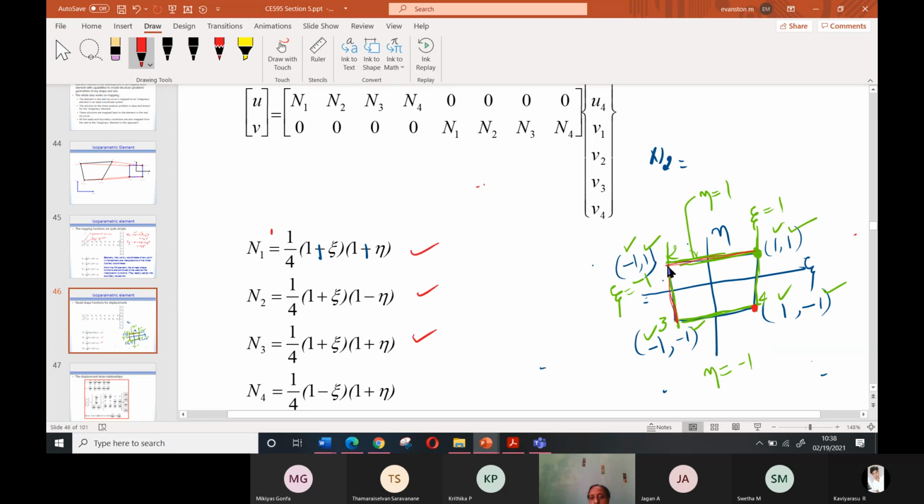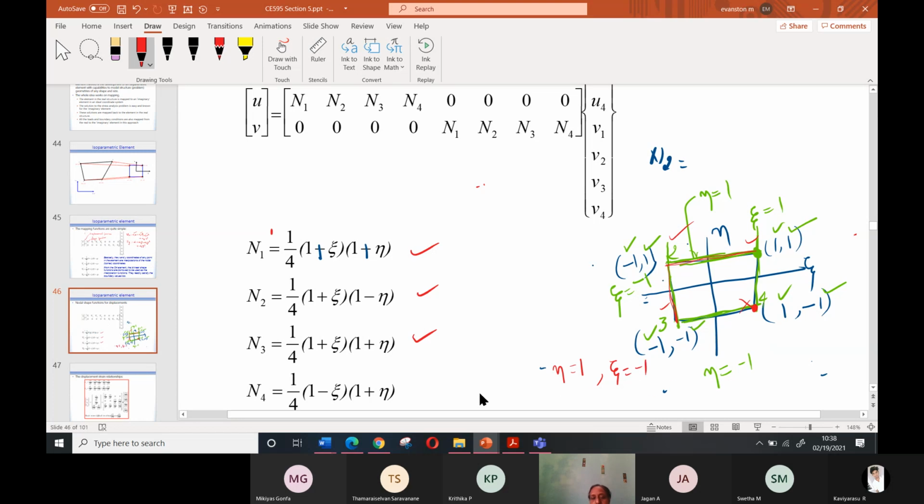Oh, sorry, 2 and 4. So I have to leave this one, and I have to cover 1, 2, and 3. So what will I write? What is the equation of this line? This is eta is equal to 1, and if I take this one, I will cover 1, 2, then this is 2 and 3. And the equation is xi is equal to minus 1. This is the equation of this line.